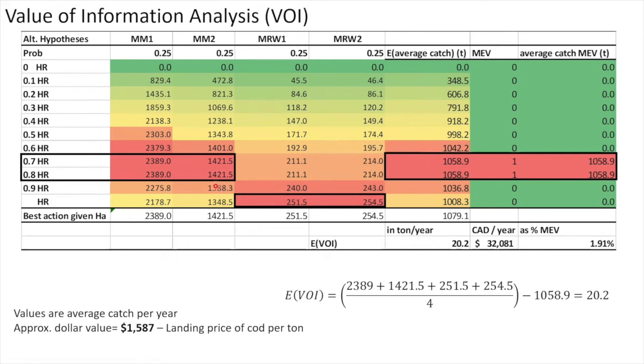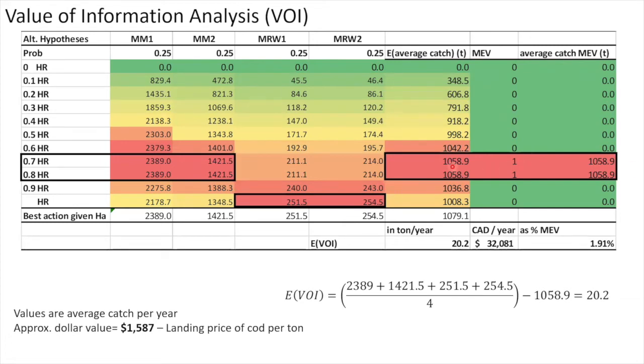In this decision table, we can see that MM1 and MM2 are the most conservative models. So 70% or 80% of the terminal harvest rate are the best harvest rates if MM1 or MM2 are correct, because this harvest rate generated a larger average catch. The models MRW1 and MRW2 are less conservative, and the terminal harvest rate is the best policy option if MRW1 or MRW2 are the correct models.